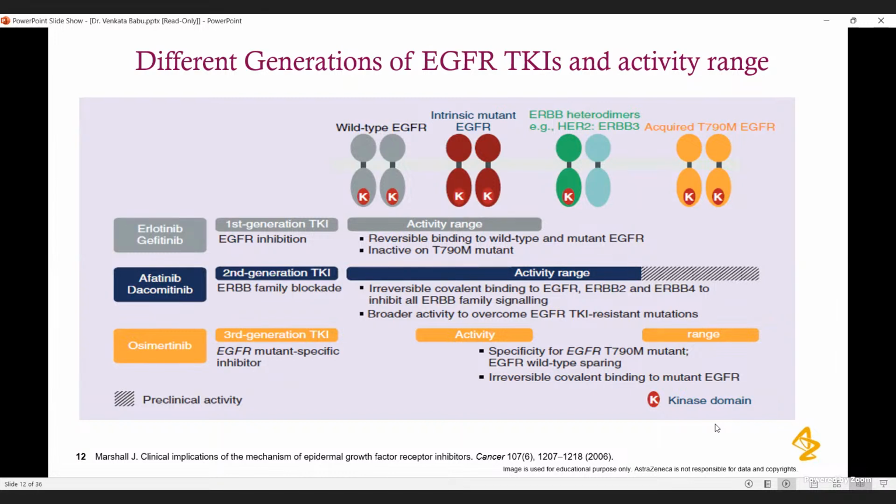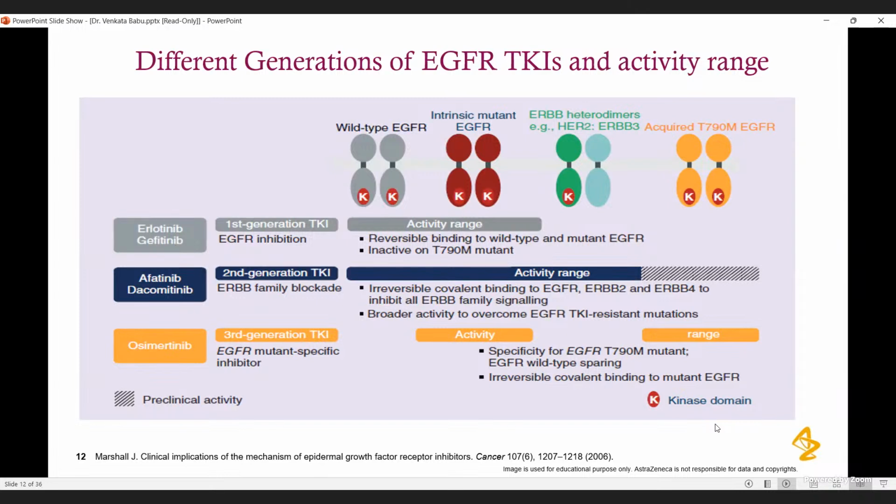When we see the second generation TKIs like afatinib and dacomitinib, they are irreversible, covalently binding EGFR inhibitors, and their activity ranges widely. Molecules like afatinib can act even in resistant mutations and uncommon mutations as well. They have broader activity, but at the same time, because of the broader activity, they have a wide range of side effects and have become difficult to tolerate drugs as well.